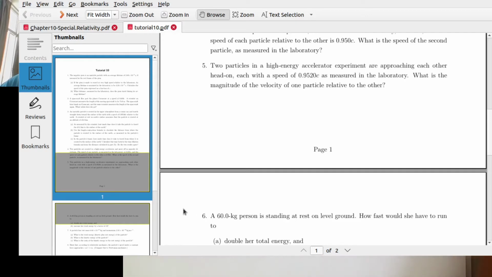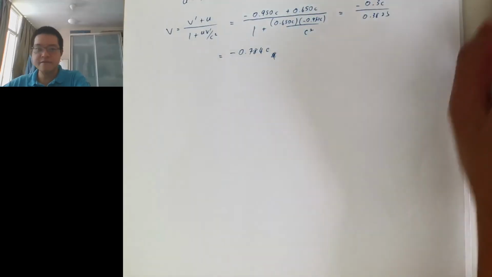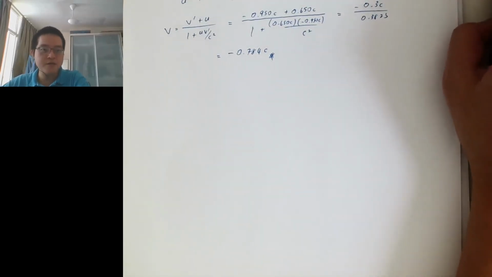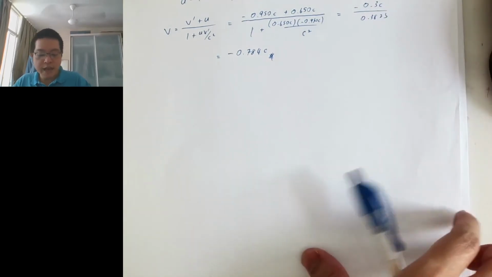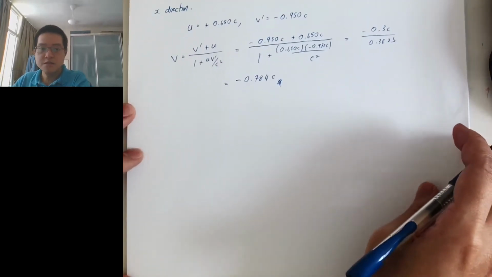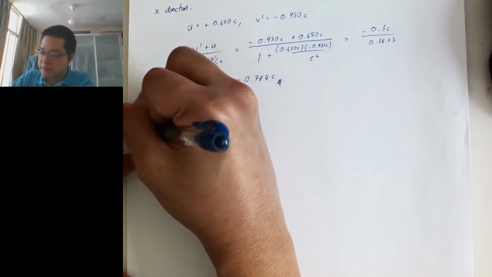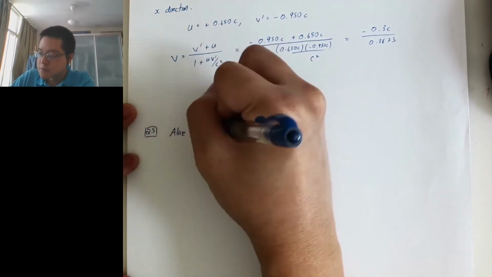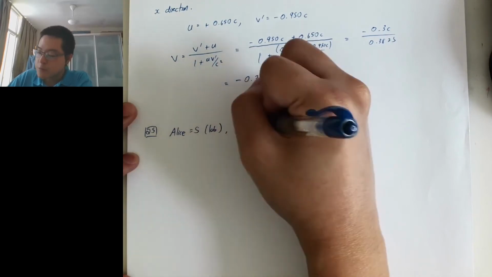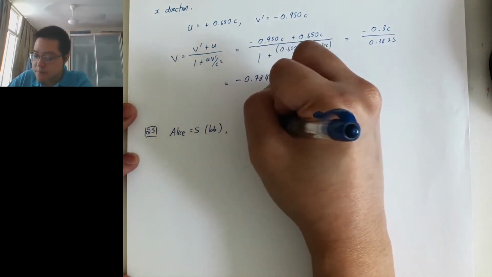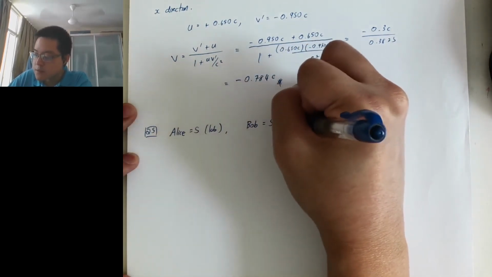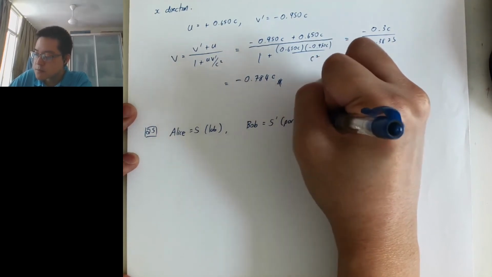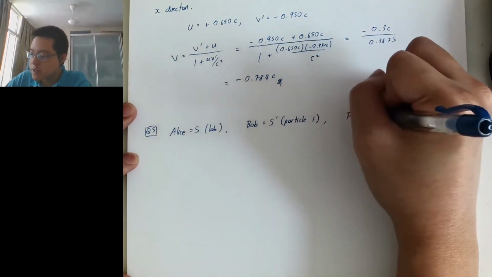So similar method again, right? I have two particles and one laboratory, so I need to choose who is the lab, who is Alice, and who is Bob. So for question 5, we shall choose Alice to be the lab again, and then we choose Bob to be S prime, the particle 1, and then we choose P to be particle 2.